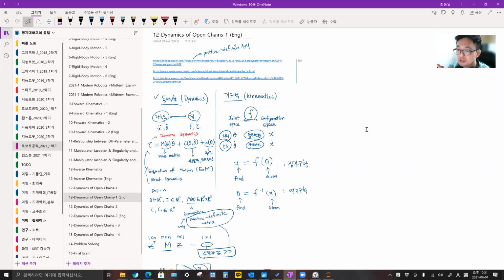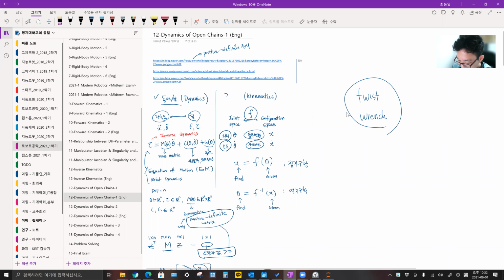dealt with the dynamics. In the case of the undergraduate class, we used the Newton-Euler method and the Lagrangian method. Similarly, we will start from the Newton-Euler and Lagrangian methods. But in the modern robotics class, we will deal with the dynamics using twist and the concept of wrench. So I will introduce this.